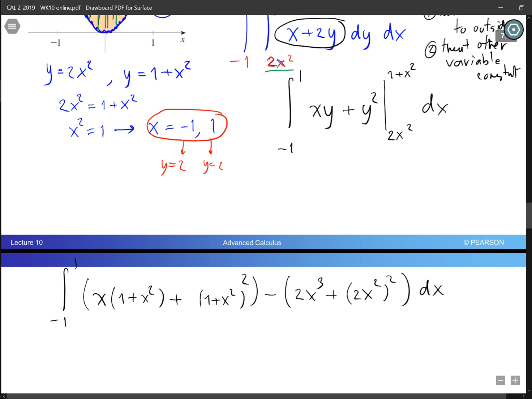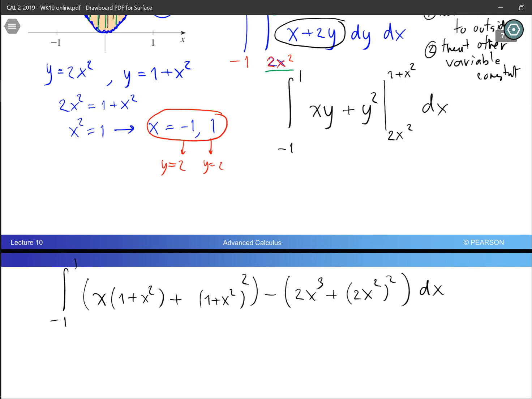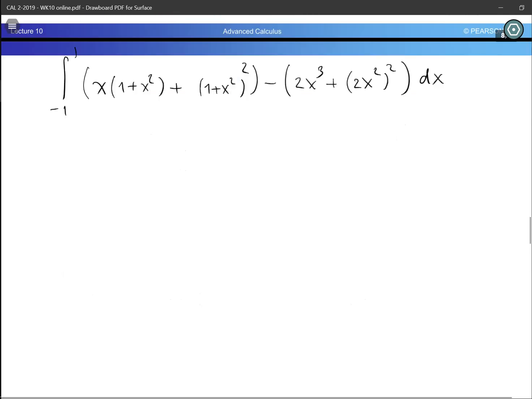Let me check if this is correct. It's a lot of numbers. I don't want to make a mistake and re-record everything again. Alright, it seems everything is fine. Now let's continue from this.